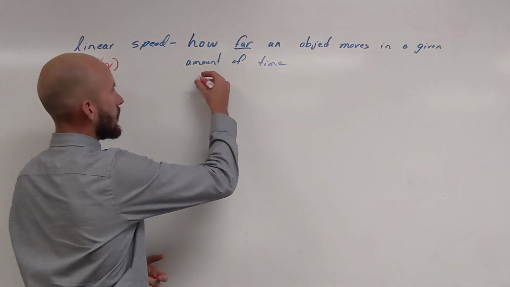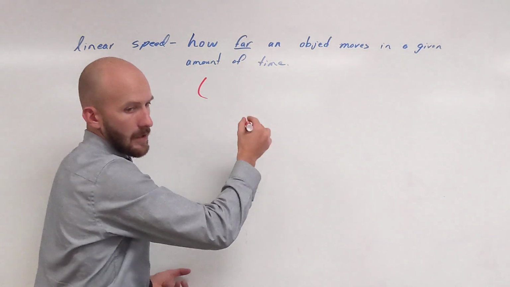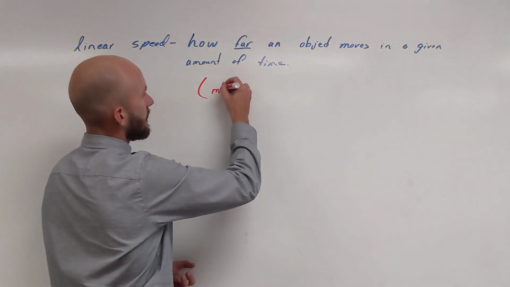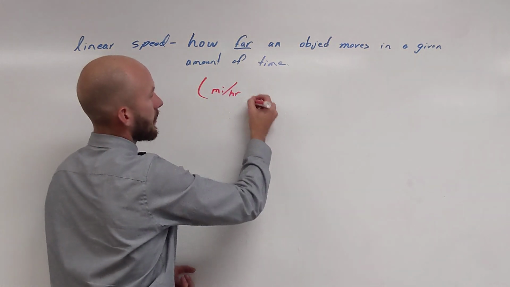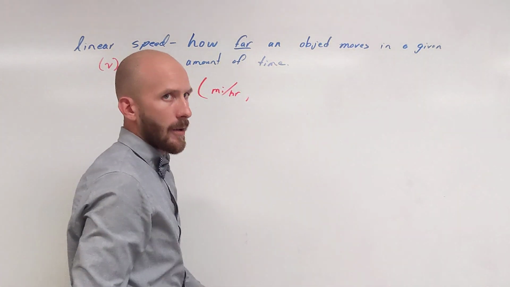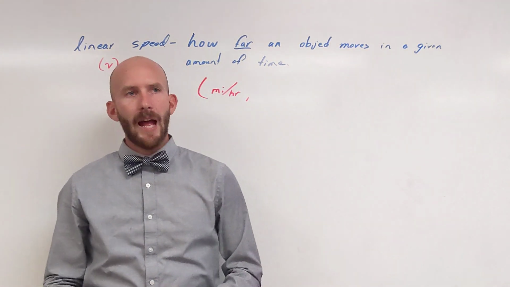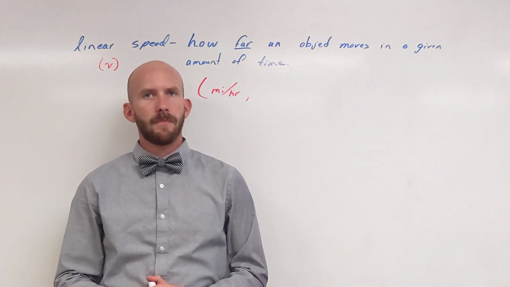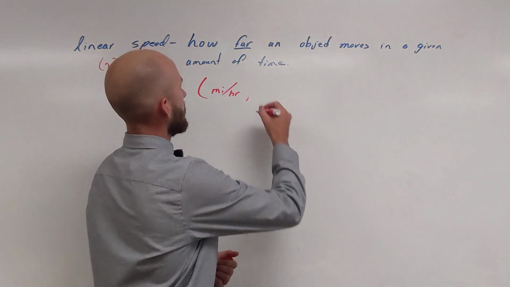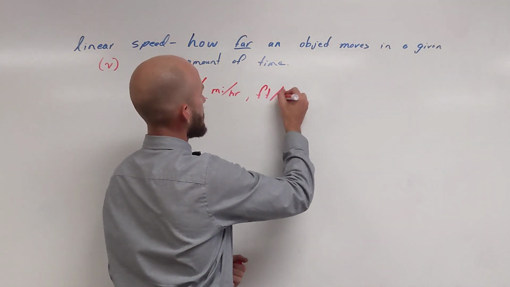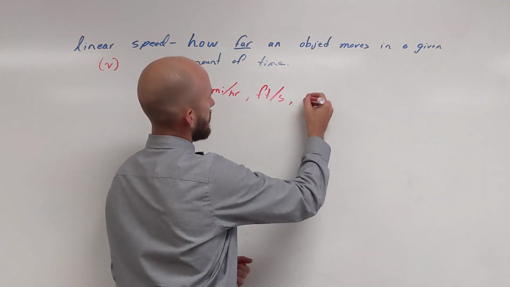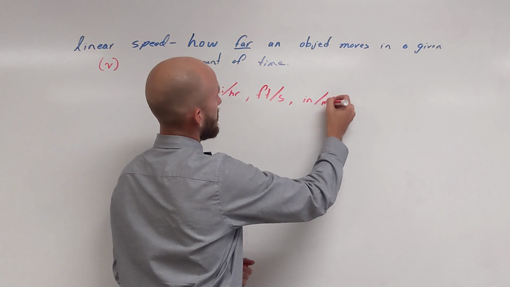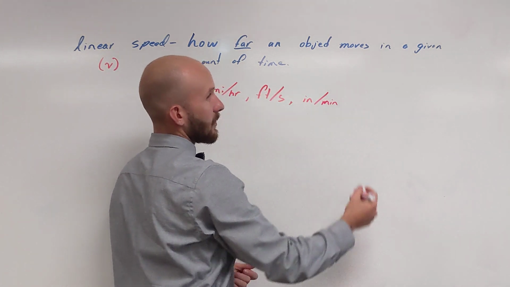All units of linear speed are going to be some type of distance divided by some type of time. So examples of the units that you would see for that could be things like miles per hour. But there's lots of other units that we could have. What would be some other examples? Feet per second. What else? Inches per minute. That'd be something moving real slow.